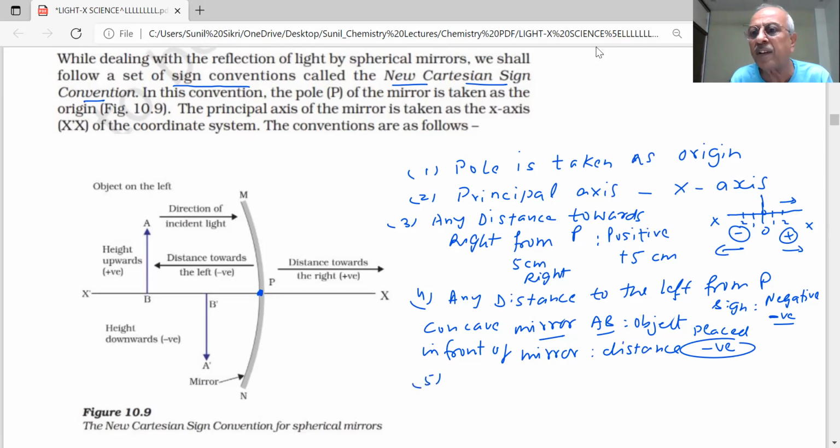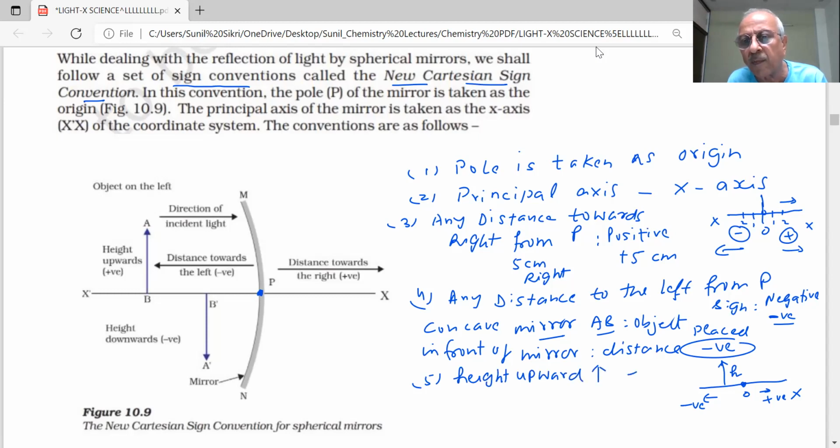And if this is an axis, student, this is the center of the axis, this is my x-axis, which I am calling Cartesian. This is my origin, this side is positive, this side is negative. Now, if an object is above the axis, yes or no? Tell me. This is above the axis. And if this is the height h, then height upward is taken as positive, student.